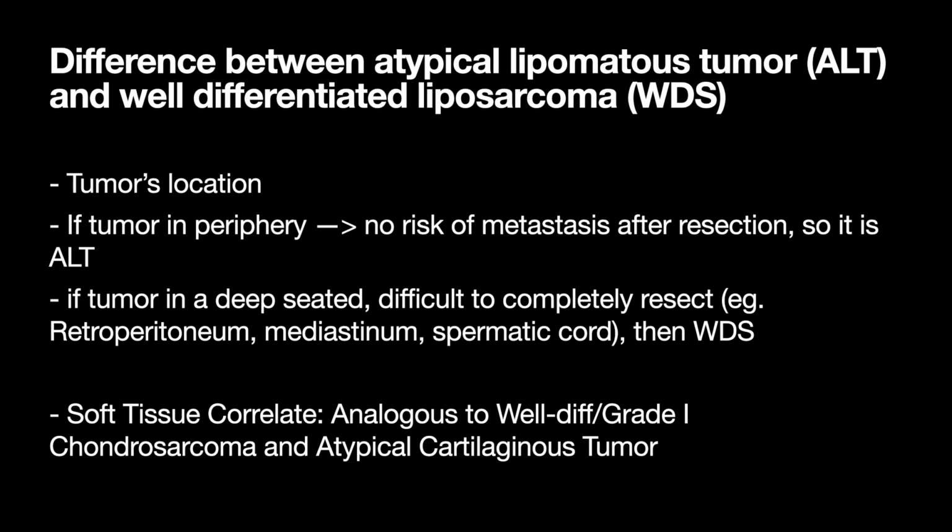Of note and of interest, another soft tissue correlate is this ALT WDS, or I'm sorry, I don't know why I said WDS, I meant WDL, well-differentiated liposarcoma, excuse me about that. The analogous component is the chondrocytic cartilaginous component, where you can have a well-differentiated grade 1 chondrosarcoma if it's in a place hard to resect. And if it's easier to resect, then it's an atypical cartilaginous tumor.